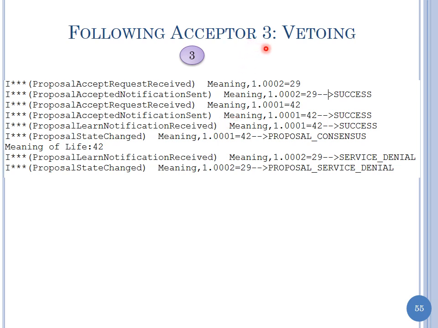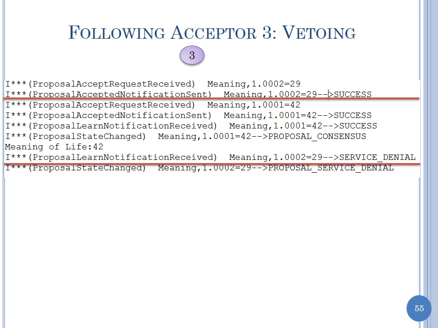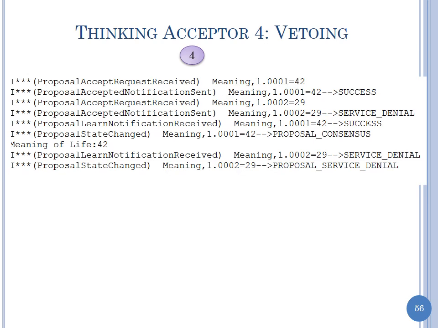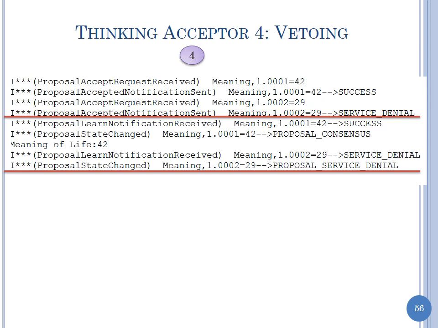So let's assume that this is a following acceptor who always agrees to everything that is sent, every accept request. So I think I have some arrows. Yeah. So it sends a notification saying, "Yep, I agree." Okay, but it gets a denial. So while it agrees to the value, the total result is denial. And that's because there's another acceptor who vetoes. Okay, so here we go. This particular acceptor vetoed, and that's why the service denial message was received.